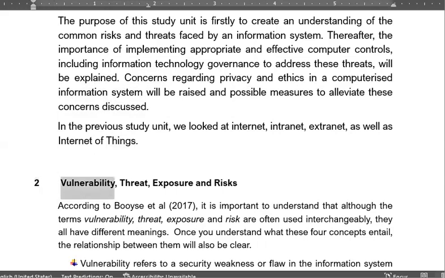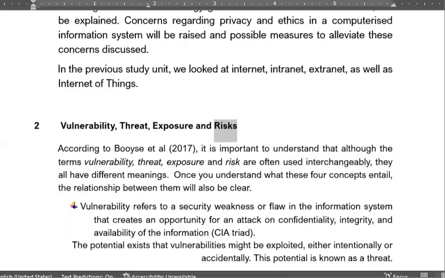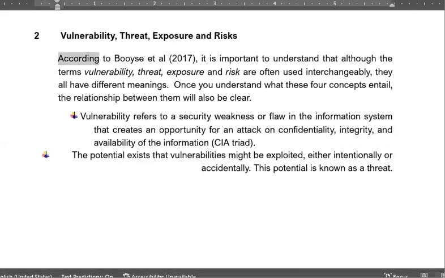2. Vulnerability, threat, exposure, and risks. According to Boyes et al., 2017, it is important to understand that although the terms vulnerability, threat, exposure, and risk are often used interchangeably, they all have different meanings. Once you understand what these four concepts entail, the relationship between them will also be clear.